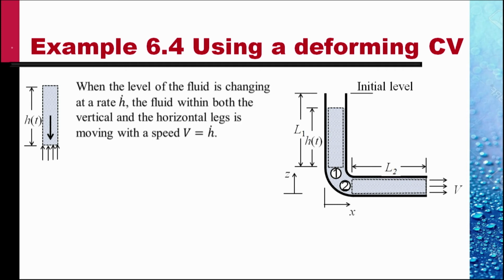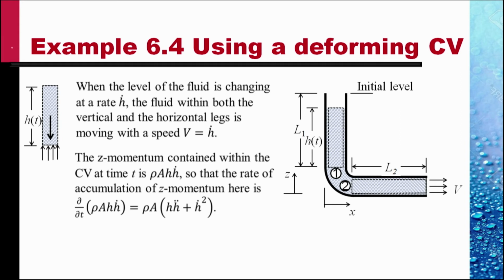When the level of fluid is changing at rate h dot, the fluid volume within both the vertical and horizontal leg is moving with the speed v equal to h dot. If dh/dt is the rate at which the level is falling, with h dot considered positive upward, then the velocity is h dot. Here the h dot would be negative, so velocity would be negative.